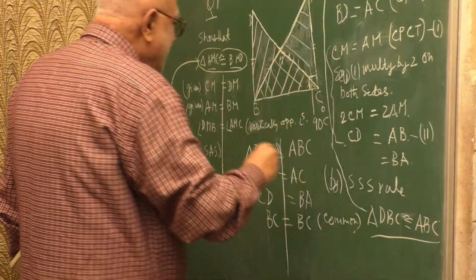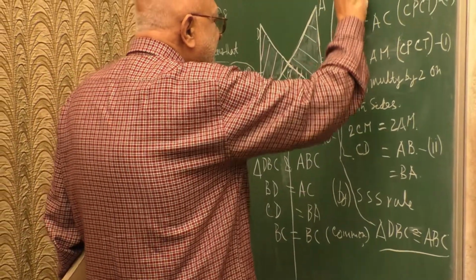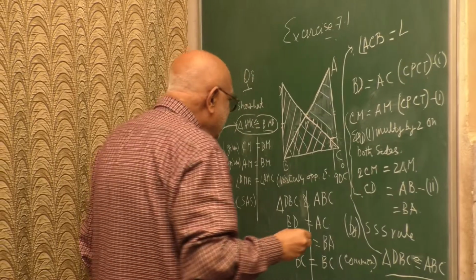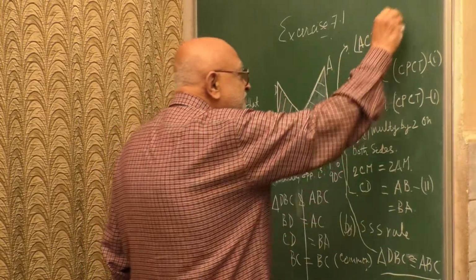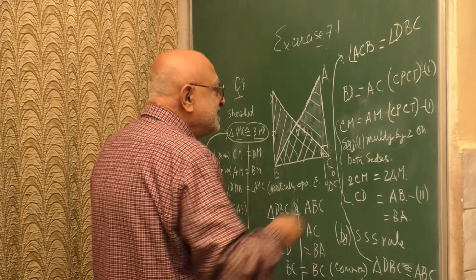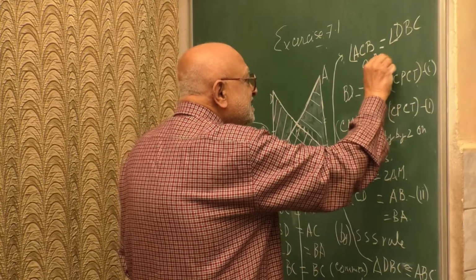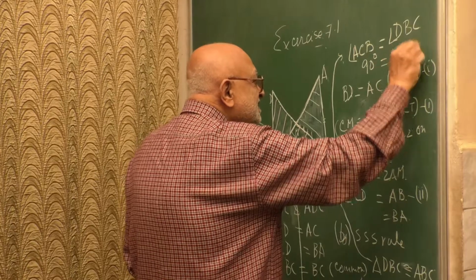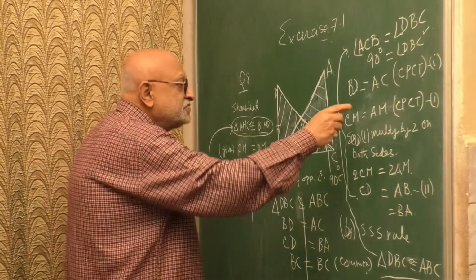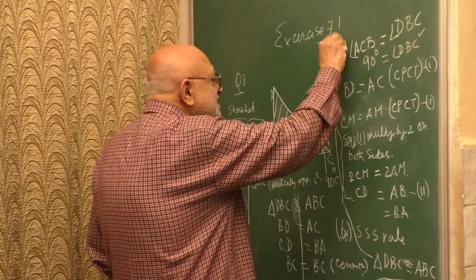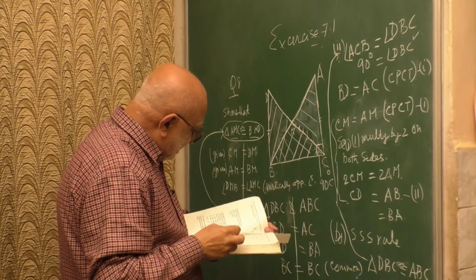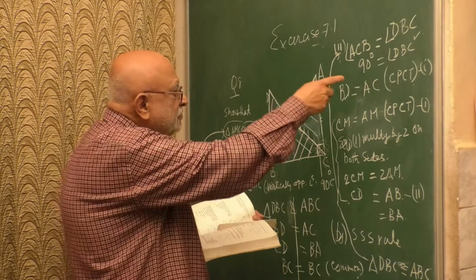So from there I can say angle ACB is equal to angle DBC. Angle ACB is given as 90 degrees, so this is 90 degrees, this is angle DBC. So one of the requirements is to show this, and the other is to show this is 90 degrees. So this is done, this is done. And the third one, you have to do in order to do this.